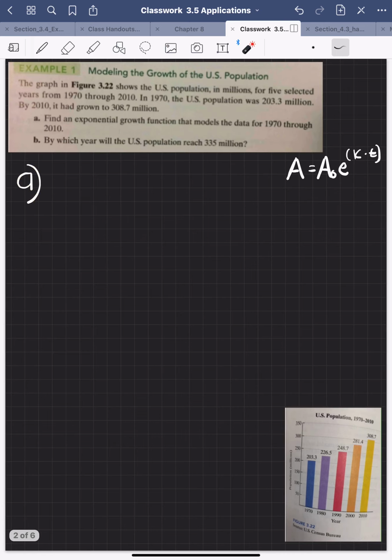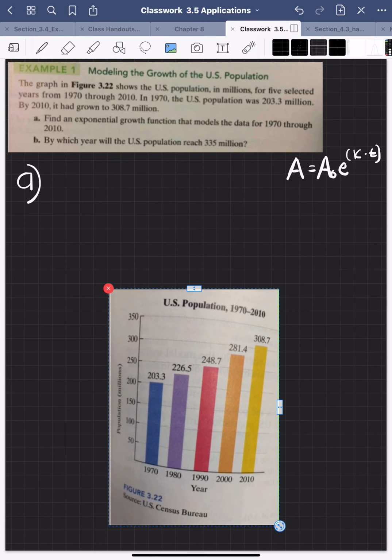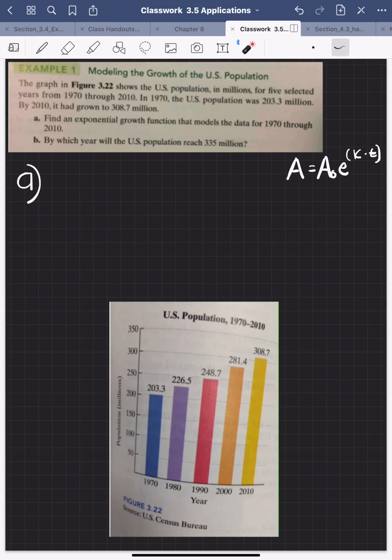So what's the question? Instead of looking at world population, we're going to look at U.S. population. We're going to be grabbing some information from this chart, except I believe that everything you need is nestled into this question, so we don't really need to look at the chart. Let me read. The graph in figure 3.22 shows the U.S. population, and now we're in millions, not billions, for 5 selected years from 1970 through 2010.